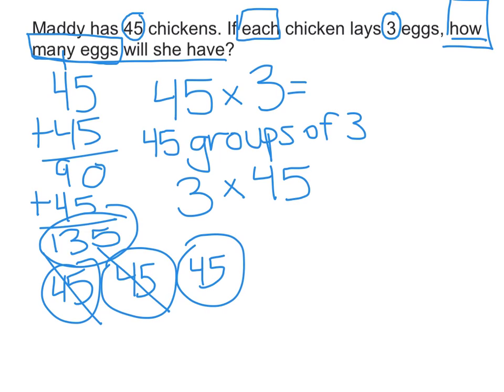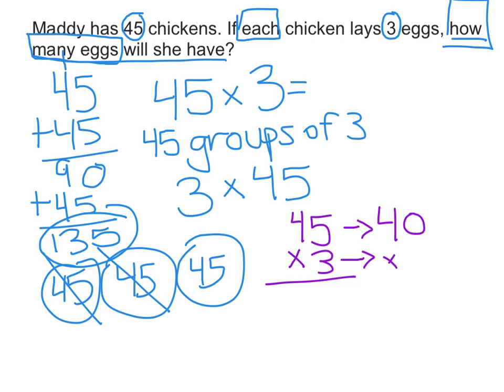You can also use our break apart strategy, where you set the problem up as 45 times 3. I'm going to break my digits apart by their value. So the 4 is really worth 40, and my 5 is still worth 5. And I'm going to find my answer.